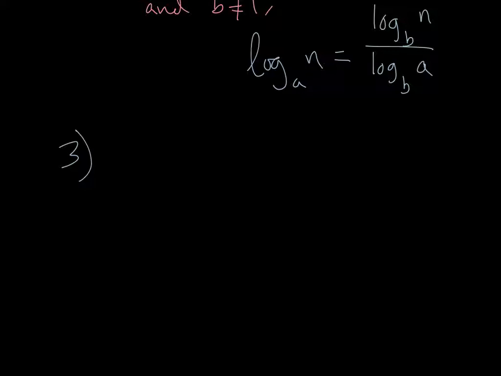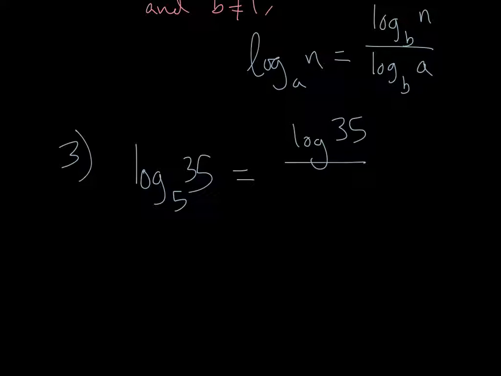Number 3, they ask us to express each logarithm in terms of common logs, then approximate its value to the nearest 10,000th. So for number 3, we've got log base 5 of 35. So how can we rewrite this in terms of the common logarithm? Right now you'll see it has a base 5. We want it as a common log. All you have to do is know that this is equal to log of 35 divided by log of 5, with these being the common logarithms. That's it. Then you just plug that into your calculator and you should get a nice answer.